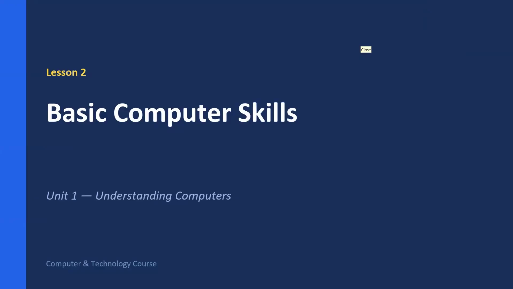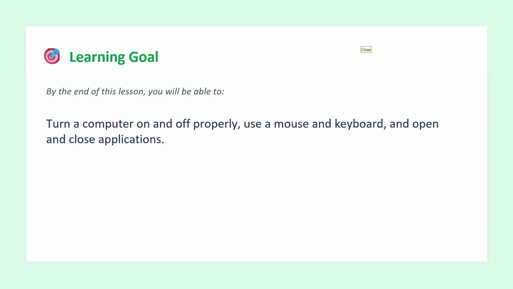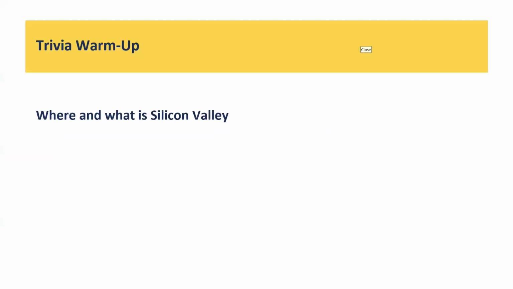Okay, so last time we went over what a computer is. Today we will go over some basic computer skills, and we will try to also go into the lesson of storage because these should go by pretty fast. So lesson 2 is basic computer skills. The learning goal for this lesson is we should learn how to properly turn on and off a computer, how to use a computer, keyboard and mouse, and open and close applications.